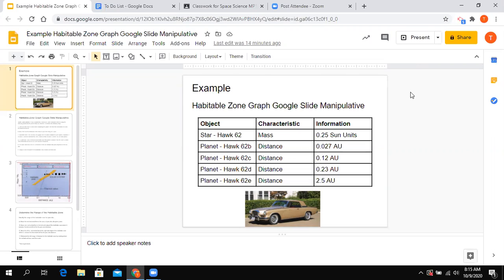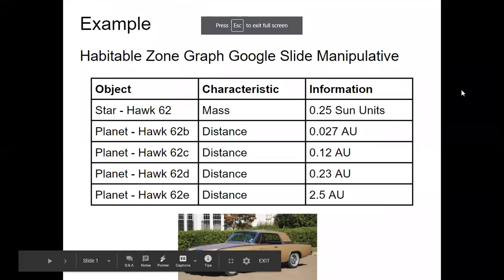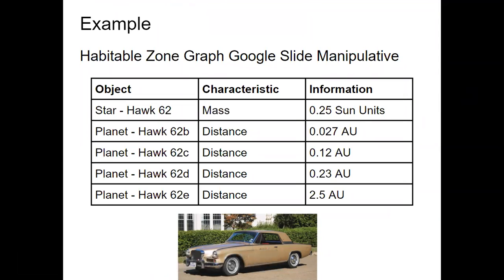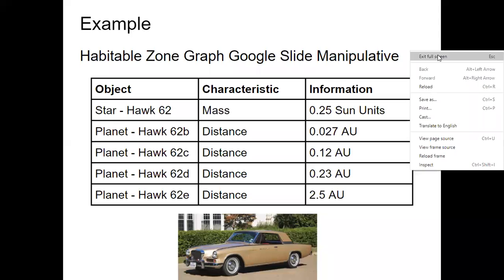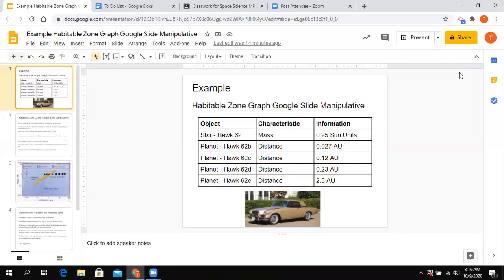Just a little tidbit of information. If you were wondering where I got that name from, Hawk 62, that's a car. And there's a picture of the car below the data table. That is a 1962 Studebaker GT Hawk. So one of my dreams is to have that car eventually. I have two project cars, and they have been sitting as project cars for 15 years now. They will probably always be project cars.